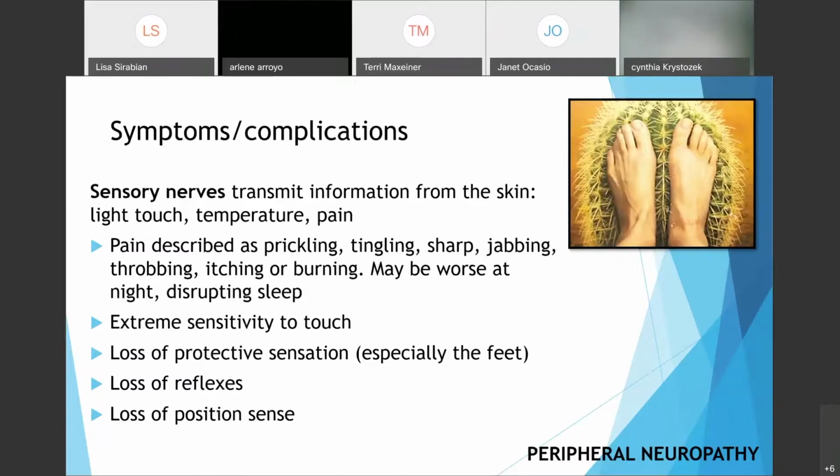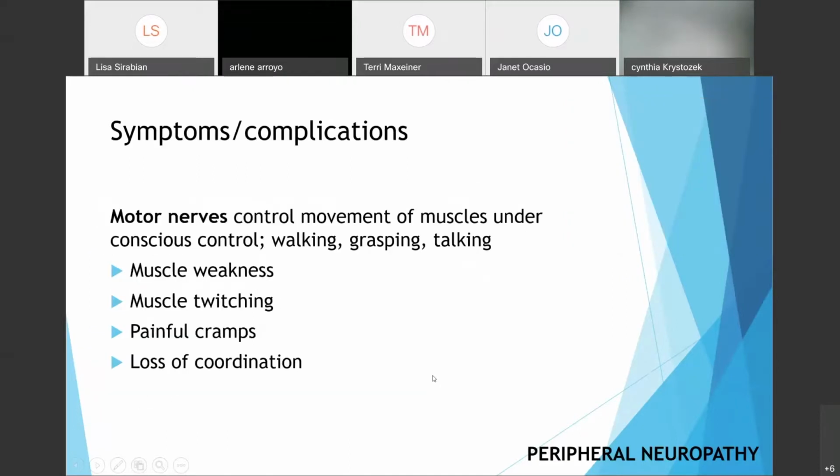They may have extreme sensitivity to touch. An example I've used a number of times is knowing when somebody has had shingles because they may have damage to the nerves in that area and it may remain very, very sensitive to touch. They also have a loss of the protective sensation. So hypersensitive in some areas, but a loss of the needed sensation, especially to their feet, loss of reflexes, and a loss of position sense.